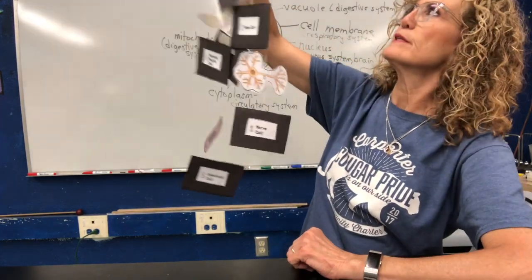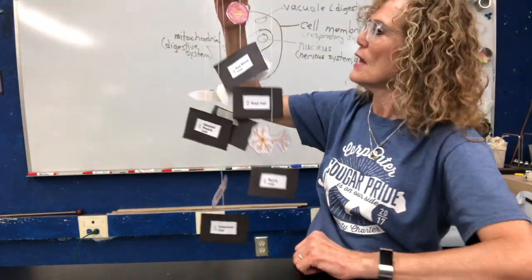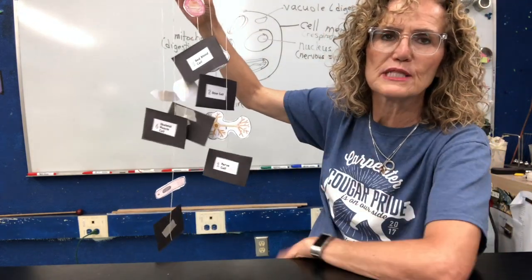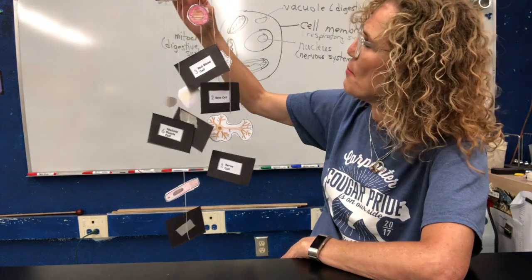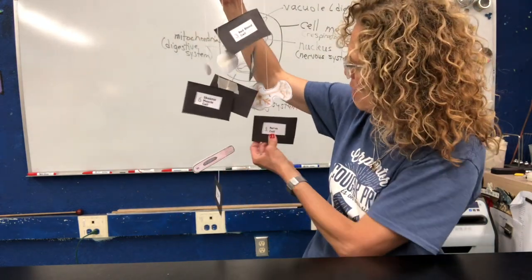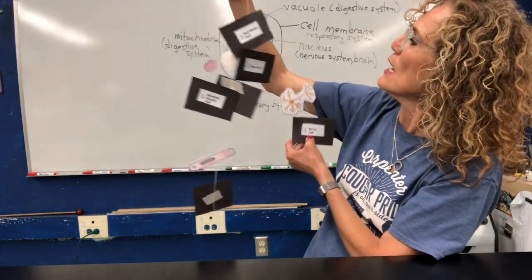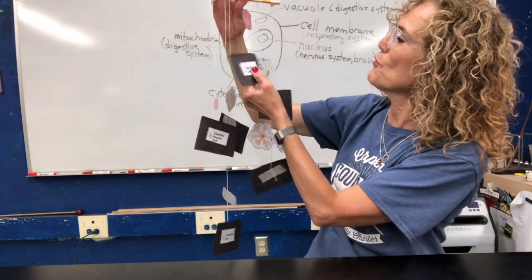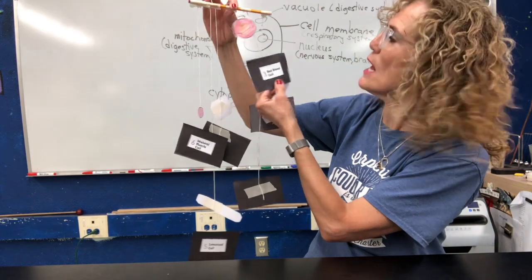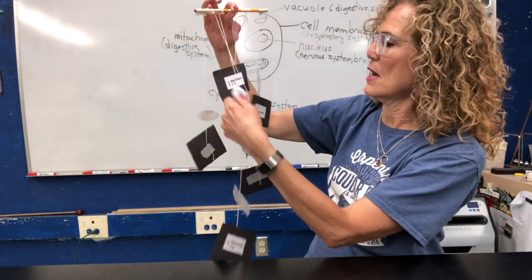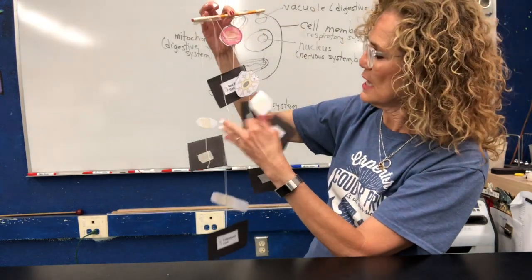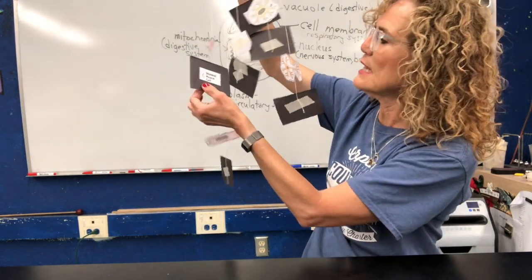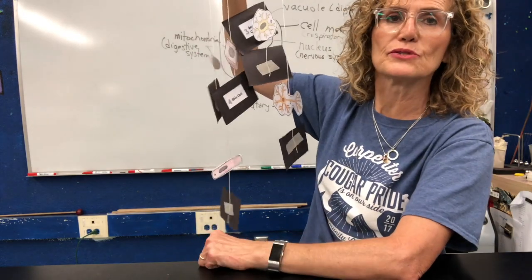Okay, so boys and girls, I finished my little mobile. And I did mine on a pencil. If you did yours on a hanger, it will add more space and you'll be able to see the cells better. So on number 1, I have a nerve cell. Number 2, I have a bone cell. Number 3, I have a red blood cell. Number 4, I have a skin cell. Number 5 is an intestinal cell. And number 6 is a skeletal muscle cell.